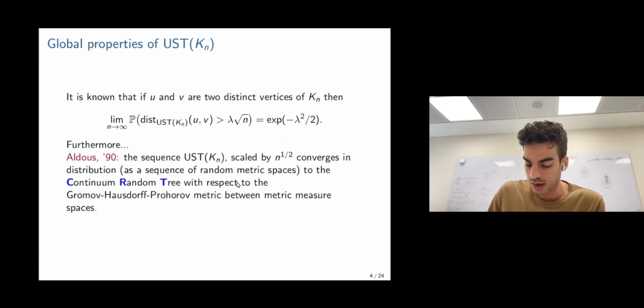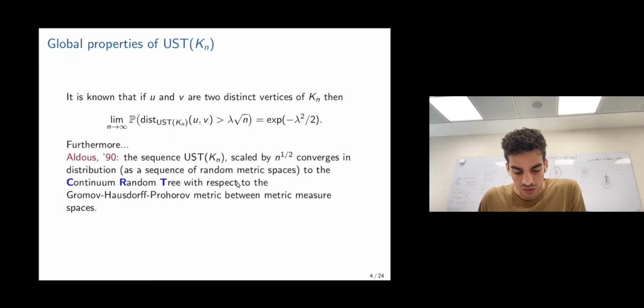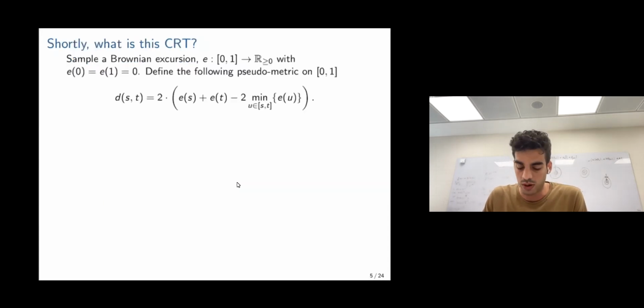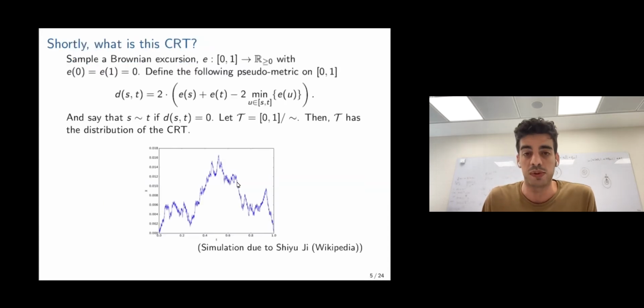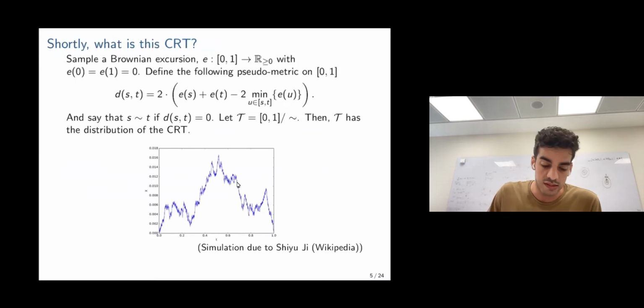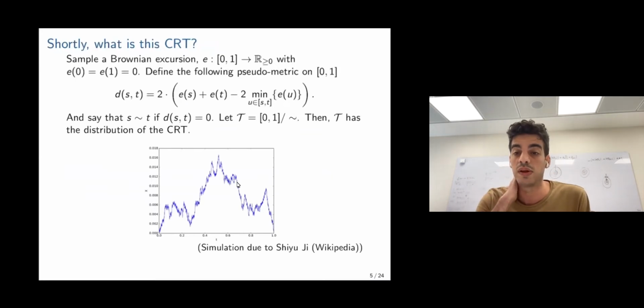same object, and this is an object which appears as the scaling limit of many random trees. For example, Galton-Watson trees conditioned to survive will also scale to this guy. So I don't want to speak about the CRT too much, but I do want to show one way to sample this CRT and to show that it has some nice relation to Brownian motion.